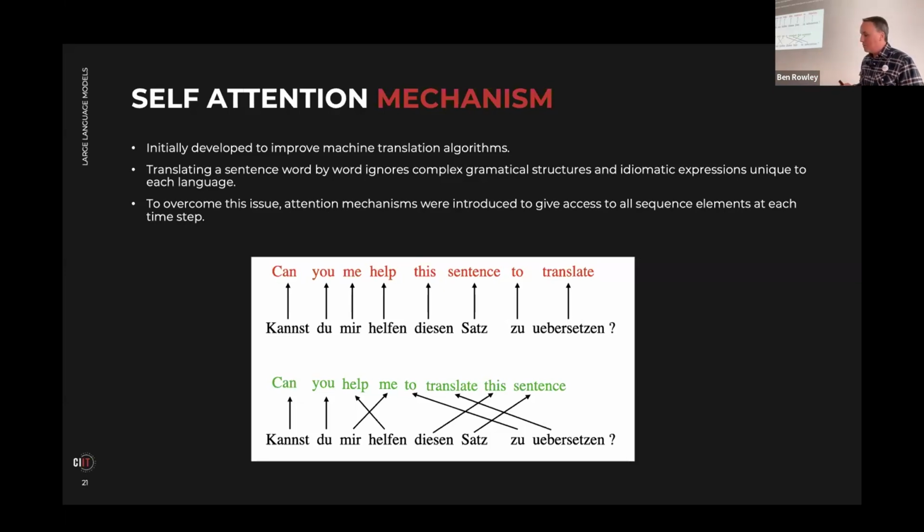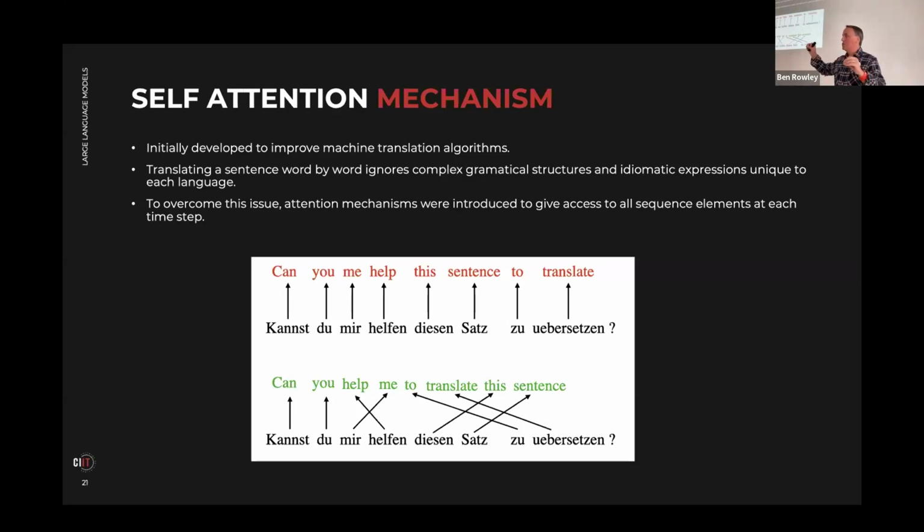So this was a problem for the people working at the Google Translate laboratory. And this is where the attention is all you need paper came from. They were looking to refine their translation algorithm. And German to English is particularly problematic, as you can see in this example. "Can you me help this sentence to translate?" I hope that sounds weird for you. It sounds weird for me, right? But in German, "kannst du mir helfen, diesen Satz zu übersetzen?" Well, that's correct, yeah?